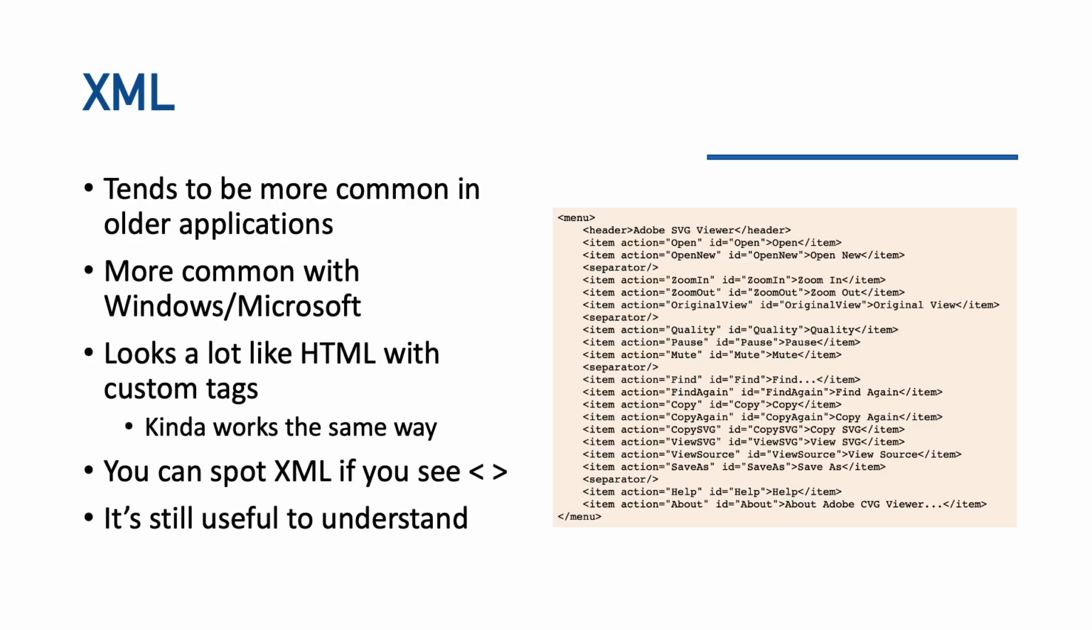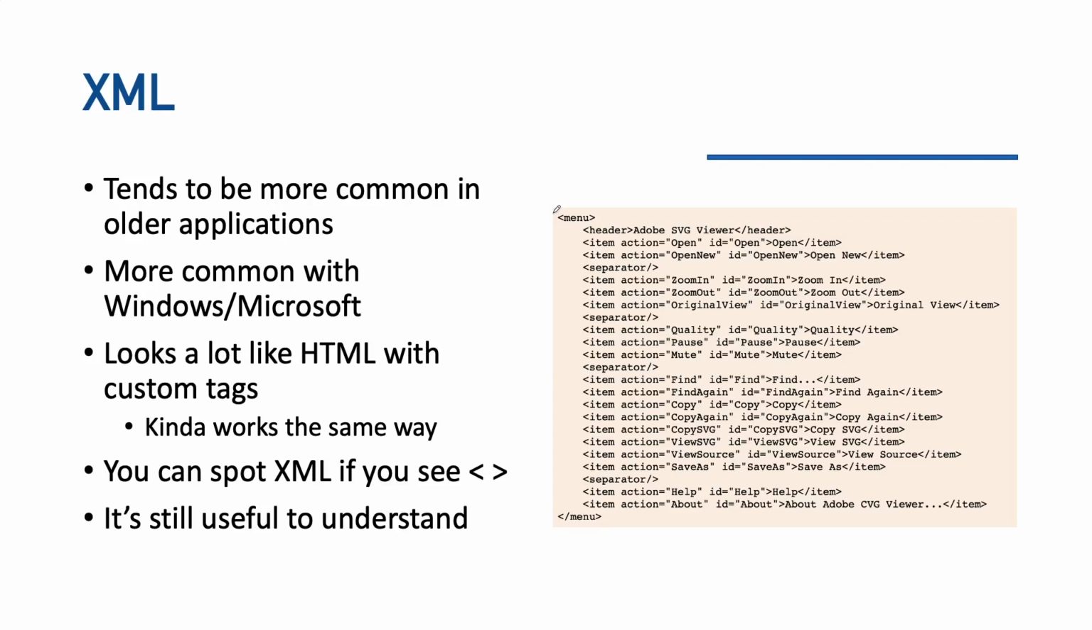Because that's just how a lot of the code is written in their libraries, and it looks a lot like HTML with custom tags, and it works the same way. You can spot XML if you see the triangle brackets, little crocodiles. It's still useful to understand because there are XML specific vulnerabilities.